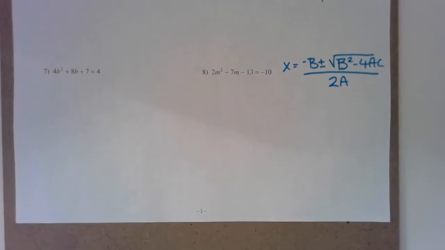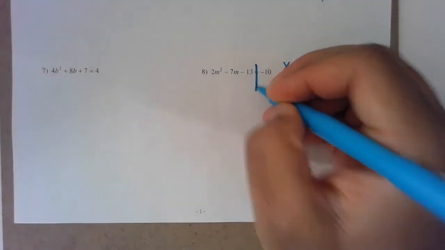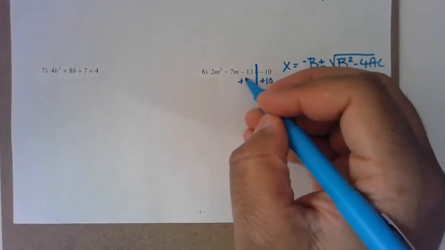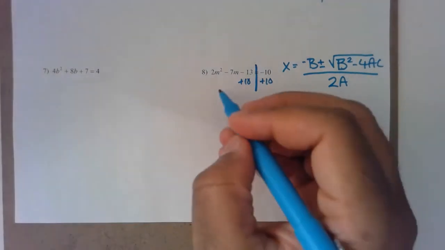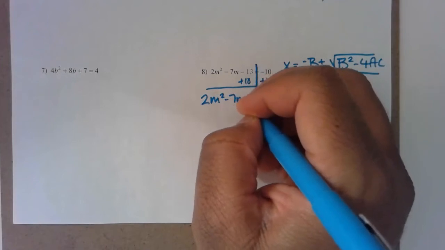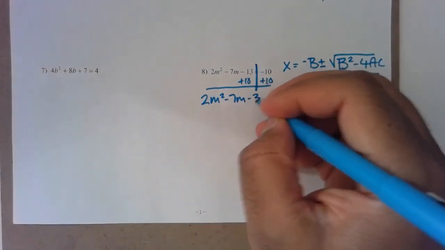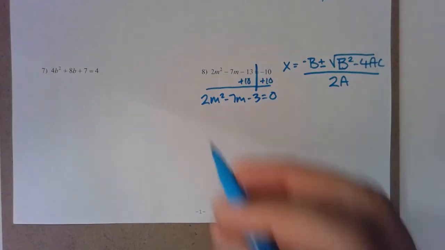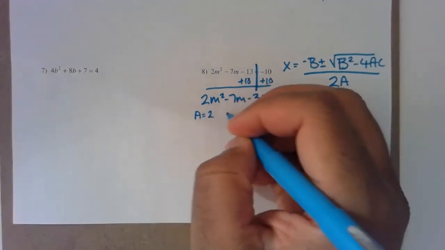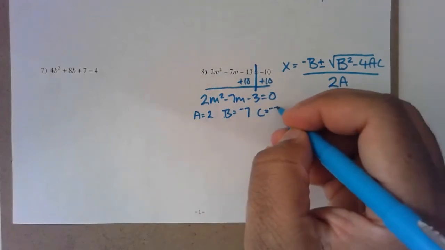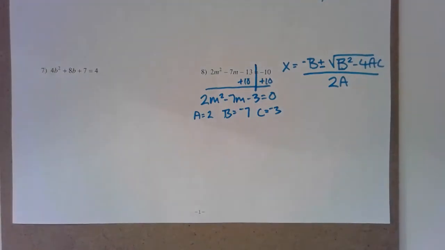Now, how am I going to move that -10 over to the left-hand side? Well, I'm going to do the inverse. So it's already negative, so I'm going to add 10 over here, add 10, and then I'm really good to go. So I'm going to have 2m squared minus 7m, and then we'll get a -3 equals 0. Now we can go about the process of doing our ABCs because now it's set equal to 0. So A is going to equal 2, B is going to equal -7, and C will equal -3. And then I can go ahead and put it into the formula.